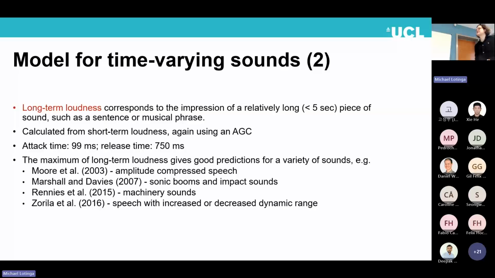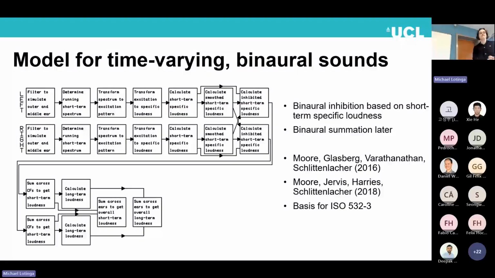And this model for time-varying sound led to pretty good predictions for a variety of sounds: speech that was treated in various ways, time-varying sounds like sonic booms, and various machinery sounds. And this is the basis of our ISO 532-3 standard. The next step was: we have a model for binaural stationary sound and for time-varying sounds, and we would like to have one model for all of them. That's why we kind of married those two models together. And in doing so, there is one question: at which stage should you do binaural inhibition and at which stage should you do binaural summation?